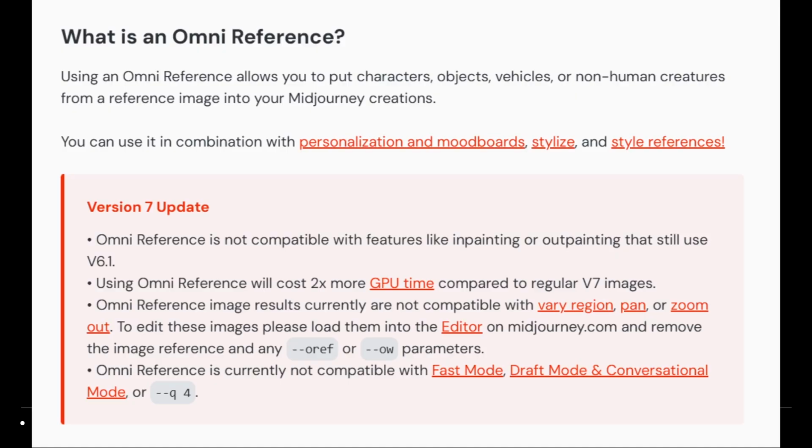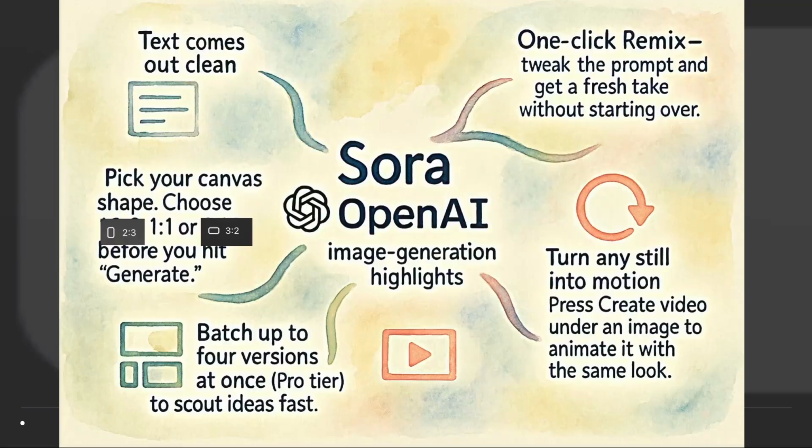Okay, so the idea of omni-reference, as we say, is that it keeps consistent characters, objects and vehicles and non-human creatures, so you can create stories. So this feature is the king for storytelling because you need consistent characters. You can mix scenarios with 2 characters, 3 characters that they interact. Imagine you have a queen and a king, so you can interact with those characters, okay?